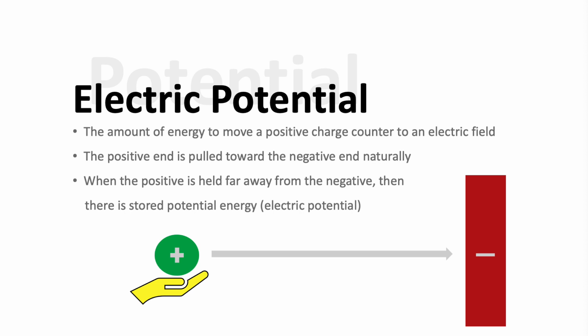Electrical potential energy is the amount of energy needed to move a positive charge against an electrical field. A positive charge will naturally move towards a negative charge. If you hold the positive charge from moving to the negative charge, this is electric potential energy.